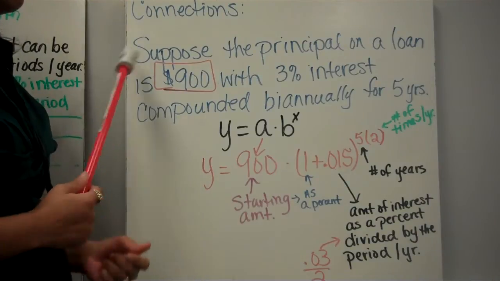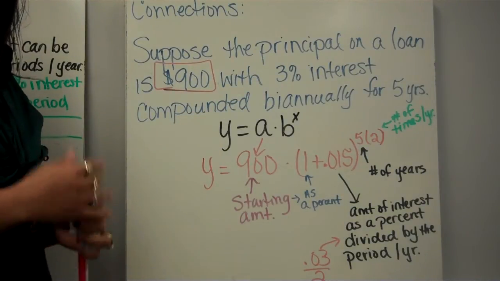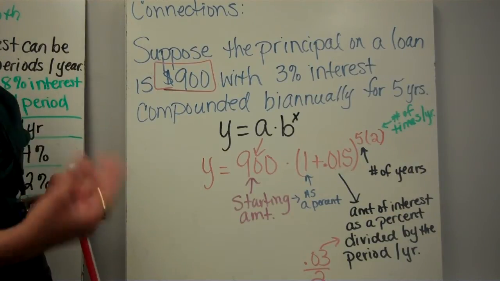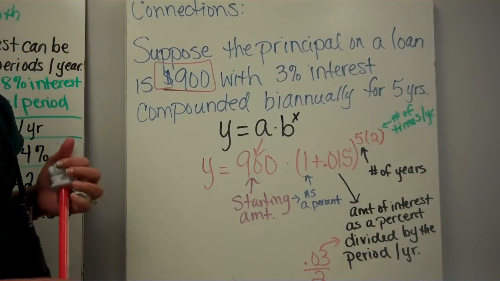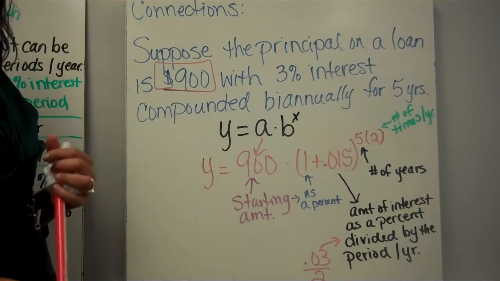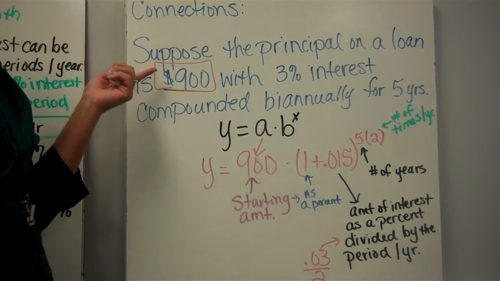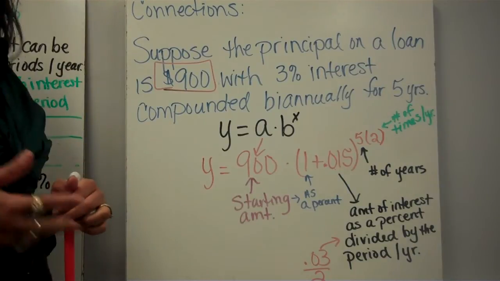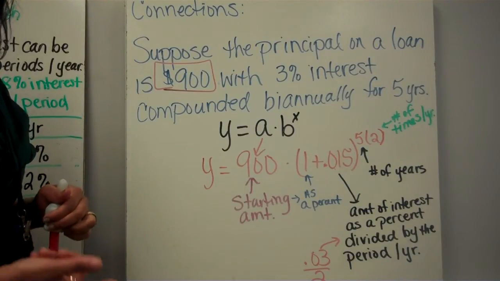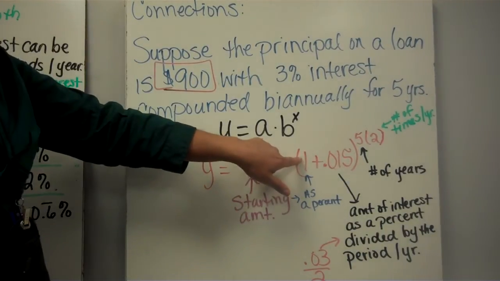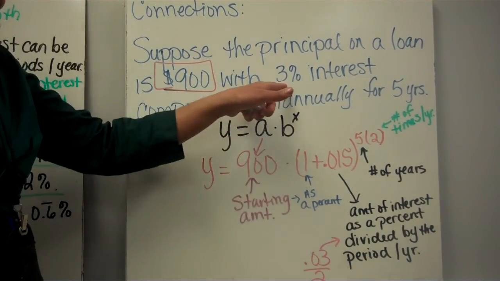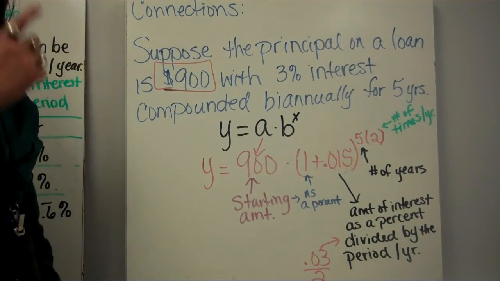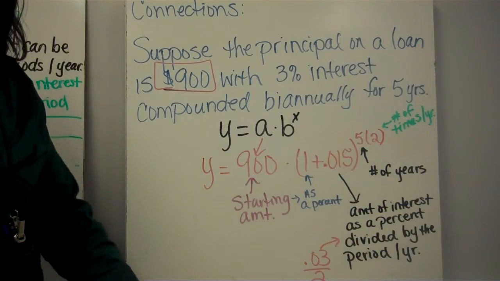Now looking at this example, suppose the principal on a loan is $900 with 3% interest compounded biannually for 5 years. What would be the amount of interest you get at the end of 5 years? Well, y equals a times b to the x. A is my starting value, which is my principal of $900. So I start with $900, and I'm going to get interest added to my money biannually for 5 years. So that means I'm going to get 100% of my money plus 3% interest, but that 3% interest is given to me in 2 payments. That means every 6 months I'm going to get a portion of that interest until I get the total 3%.